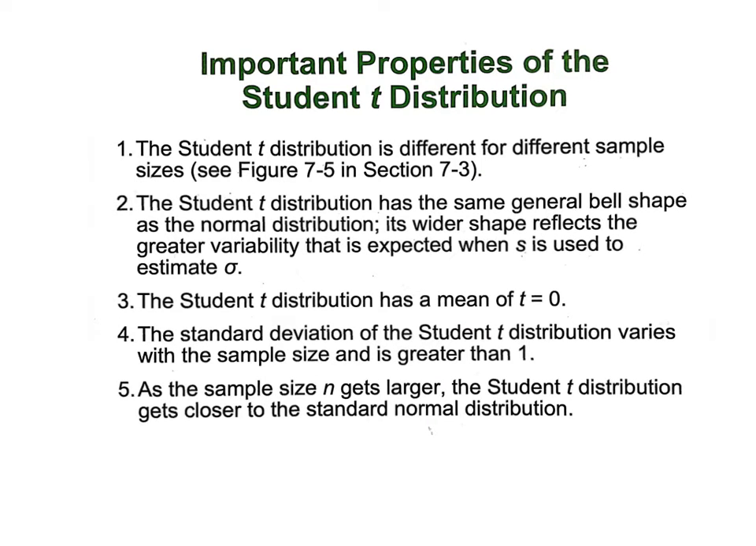Important properties. Number one, the student t-distribution is different for different sample sizes. It approaches normal: the bigger the sample is, the more normal it approaches. It has the same general bell shape as a normal distribution. Its wider shape reflects the greater variability, because you're using the sample standard deviation to estimate sigma, which is not a great estimator. Number three, the student t-distribution has a mean of t equals 0. The standard deviation of the t-distribution varies with the sample size and is always greater than 1. With the normal distribution, the standard deviation is always 1, and when you get to a t-distribution, it varies. Number five, as the sample size gets larger, the t-distribution gets closer to the normal.